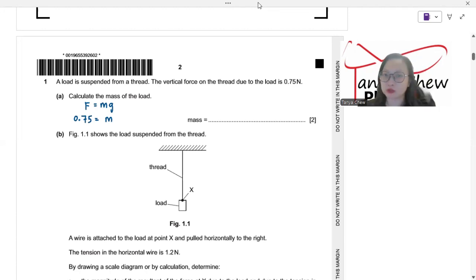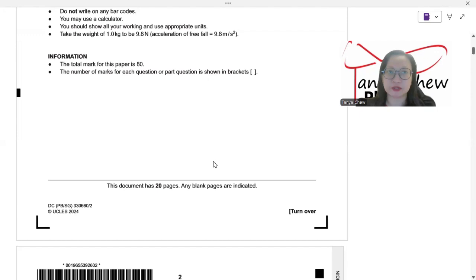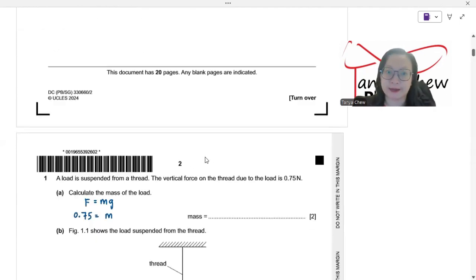And g, I want you to remember one thing, which is super duper important. Starting from 2023, the value of acceleration of free fall, or the value of g, has already been changed to 9.8 meter per second square. So you have to be extra careful, replace it with 9.8. It is no longer 10, right?